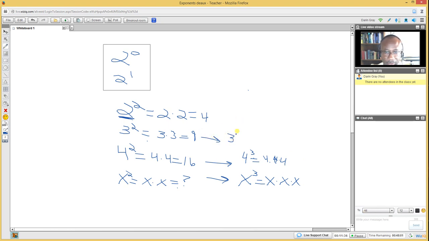And again, if we look at 3 to the third, that would be 3 times 3 times 3. And then 2 to the third would be the same. So we know that if we have a value and we raise it to the second power, whether it's a variable or whether it's a number, it's that item and we multiply it by itself.